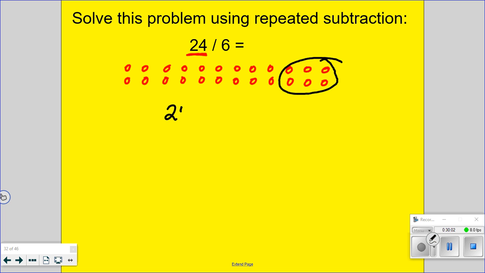with 24. I made a group of 6, and now I'm going to get rid of it. I'm going to push it to the side. When we get rid of something, what operation do we use? When I get rid of something, what math operation am I using, Maverick? Subtraction. Getting rid of my 6.